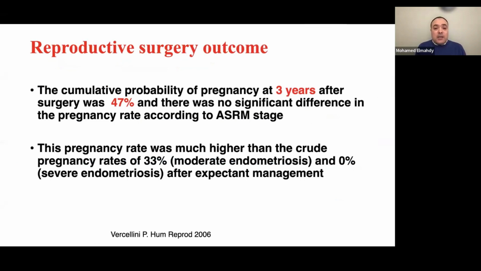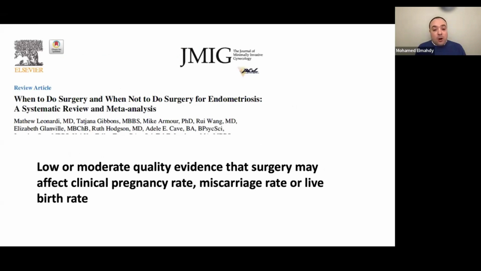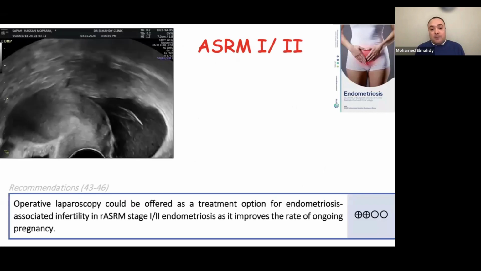This study showed that the cumulative probability of pregnancy at 3 years after surgery was 47%, whatever the ASRM stage. On the contrary, it was about 33% in case of moderate endometriosis and 0% for severe endometriosis after expectant management. On the other hand, there is low to moderate quality evidence that surgery may affect the clinical pregnancy rate or miscarriage rate, even live birth rate after surgery. This was a systematic review and meta-analysis.